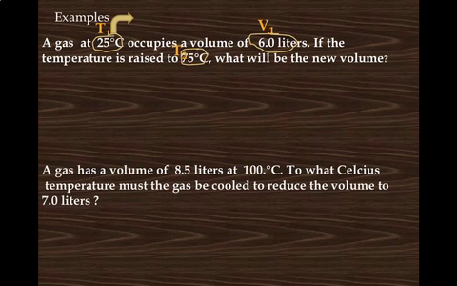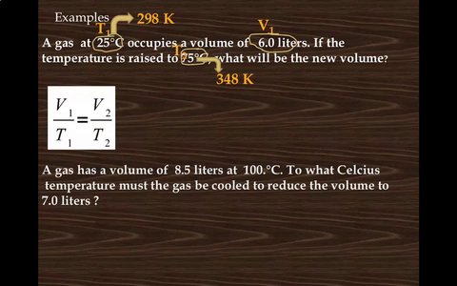The first thing I have to do is change these degrees Celsius to Kelvin. So I'm going to add 273, and so temperature 1 is going to be 298 Kelvin. Temperature 2 is going to be 348 Kelvin. So here's my formula, V1 over T1 equals V2 over T2, and I'm looking for V2.